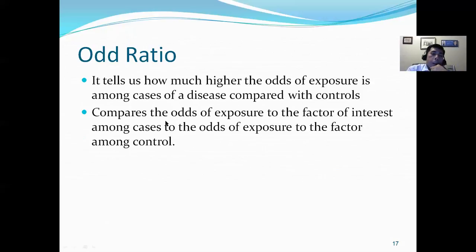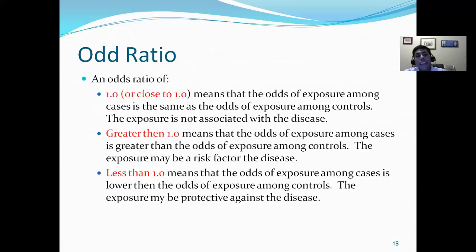Now, it compares the odds of exposure to the factor of interest among cases to the odds of exposure to the factor among controls. And this is how we interpret the odds ratio. When we have an odds ratio of 1 or close to 1, it means that the odds of exposure among cases is the same as the odds of exposure among controls. So simply put, there's no association between exposure and the disease.